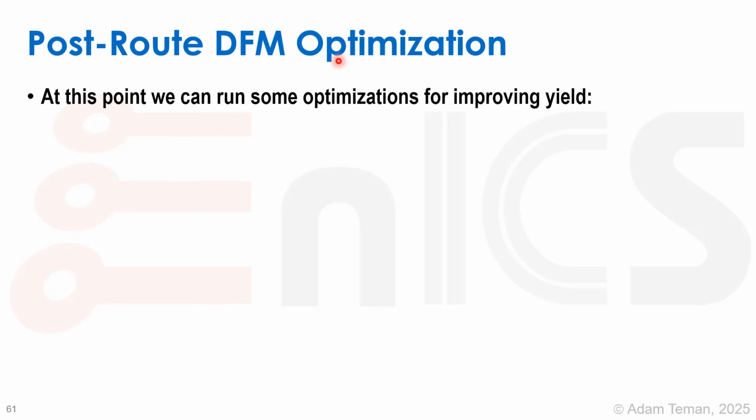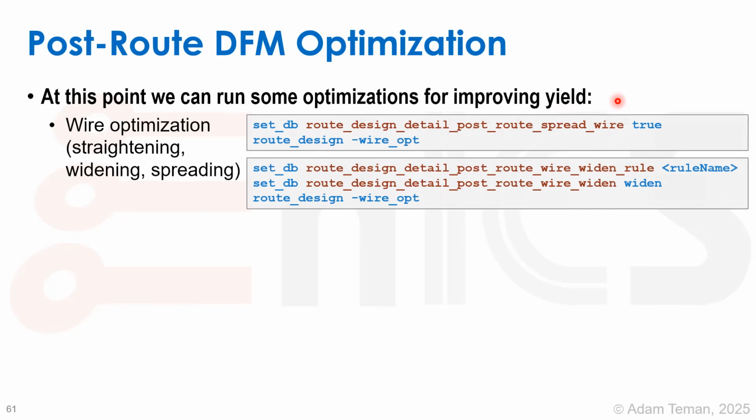There are also DFM, or design for manufacturing optimizations, that we can run post-route, and these help us improve our yield. So what are these types of DFMs? Well, the first one is wire optimization. Wire optimization means straightening wires. A straight wire is better manufactured. Widening wires and spreading wires. Wider wires will be manufactured better, and if they're farther away, if there is some sort of defect, it has less chance of hitting many wires. Okay, so that's three things that we do.